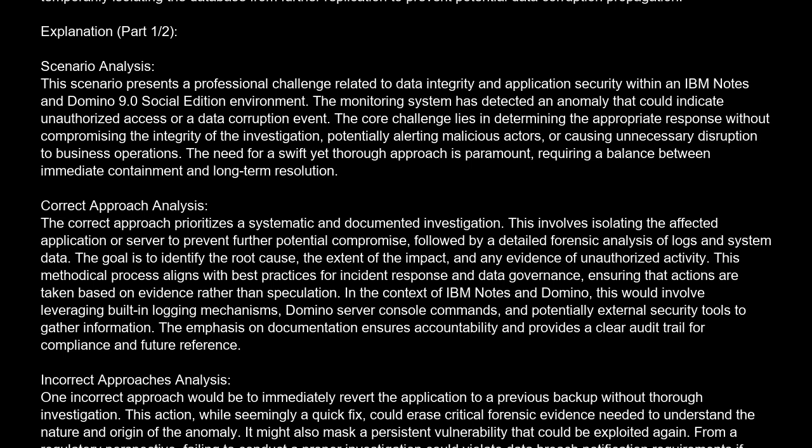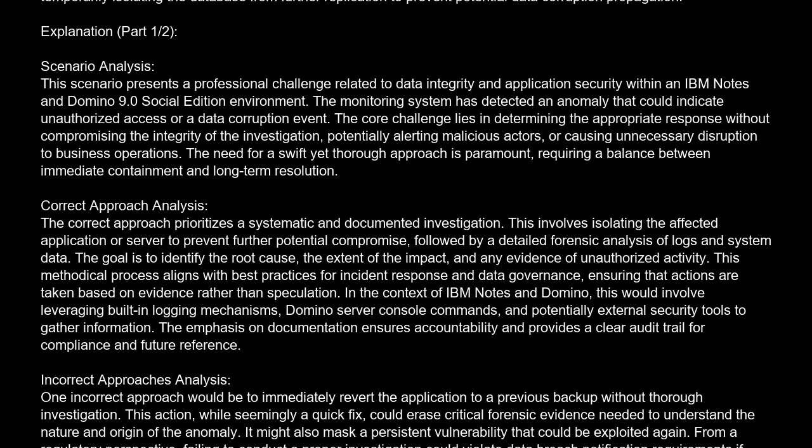Incorrect approaches analysis. One incorrect approach would be to immediately revert the application to a previous backup without thorough investigation. This action, while seemingly a quick fix, could erase critical forensic evidence needed to understand the nature and origin of the anomaly. It might also mask a persistent vulnerability that could be exploited again. From a regulatory perspective, failing to conduct a proper investigation could violate data breach notification requirements if sensitive data was compromised, as the scope and impact would remain unknown.